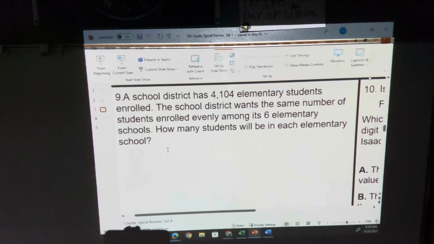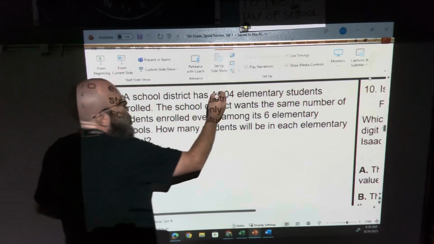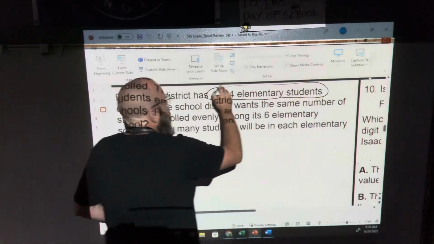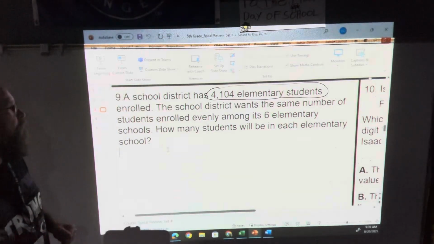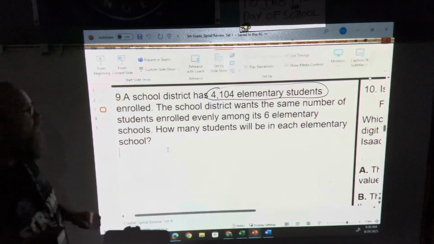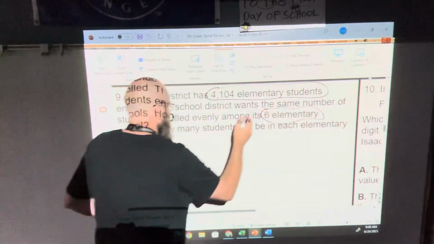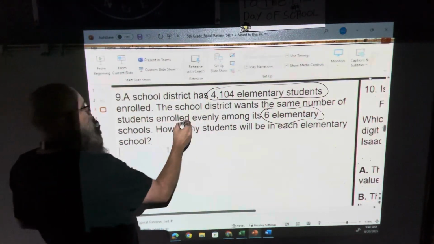Spiral Review 1, problem number 9. A school district has 4,104 elementary students enrolled. The school district wants the same number of students enrolled evenly among its 6 elementary schools. How many students will be in each school? So we know we're starting with a total of 4,104 students. And they have 6 elementary schools, and they want them to be enrolled evenly.